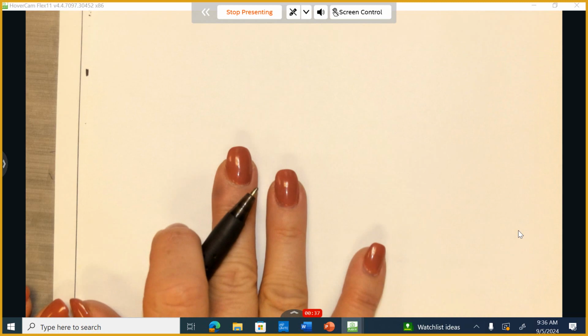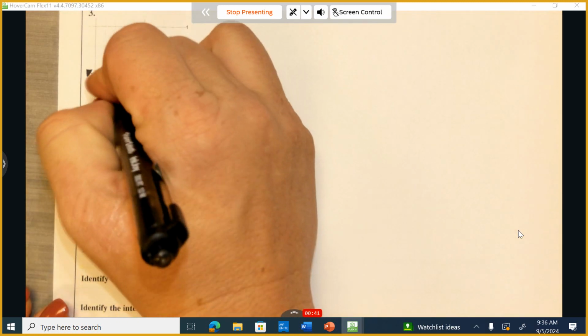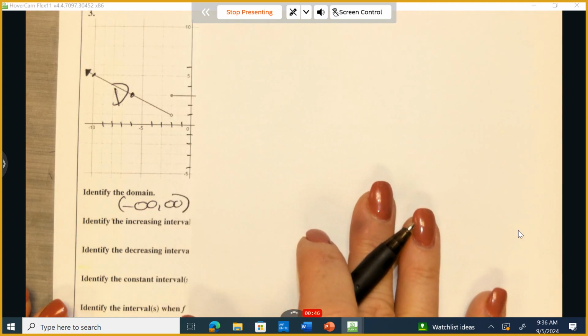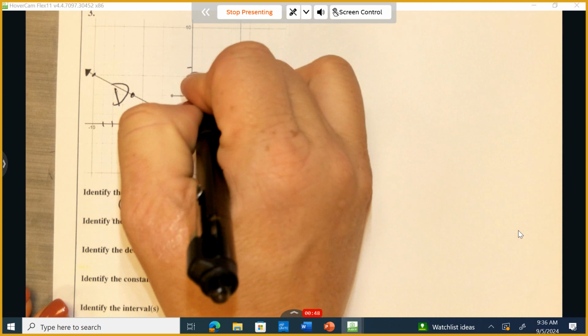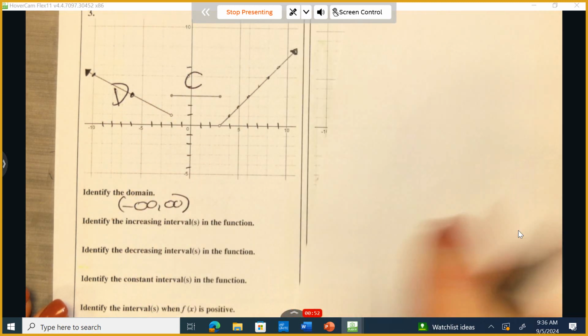Okay, now let's look at this from left to right. You're going on a road. Are you going uphill or downhill here? Downhill. I'm just going to put a D for decreasing. Now this middle section, are you going up or down? You're staying constant. And then the last piece, you're going up or increasing.